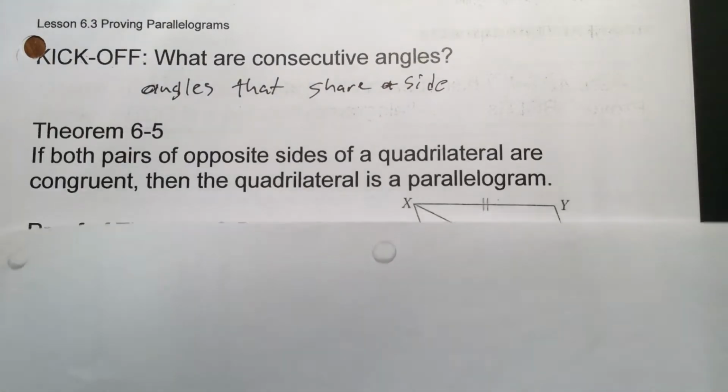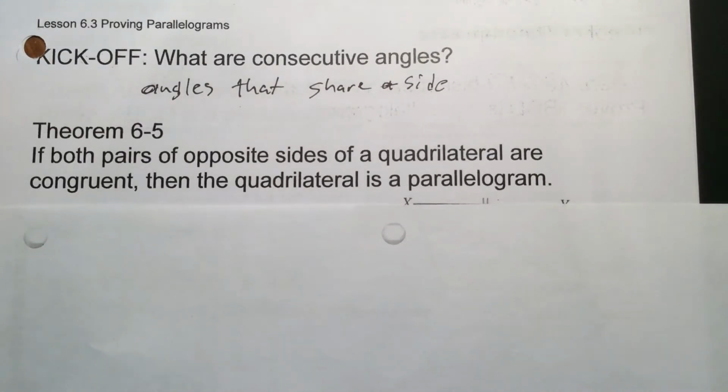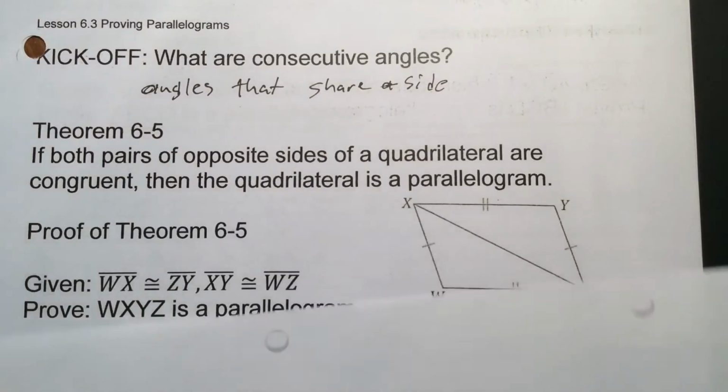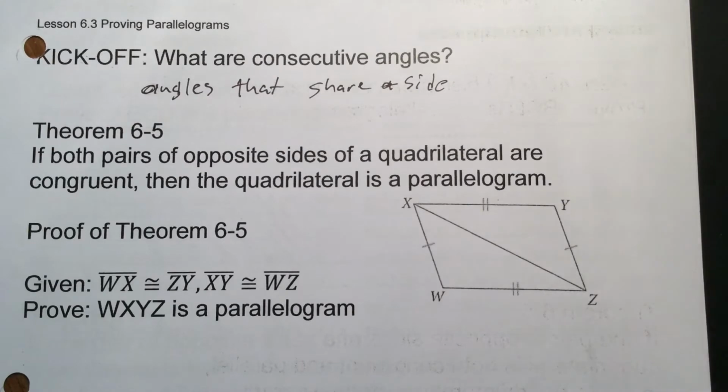So, starting to prove parallelograms. First off, we have our theorem 6.5, which says if both pairs of opposite sides of a quadrilateral are congruent, then this quadrilateral is a parallelogram. Think backwards to the last lesson. There we said if it's a parallelogram, then opposite sides are congruent. Here we're saying if they're congruent, then it's a parallelogram. And we can prove those with a proof.